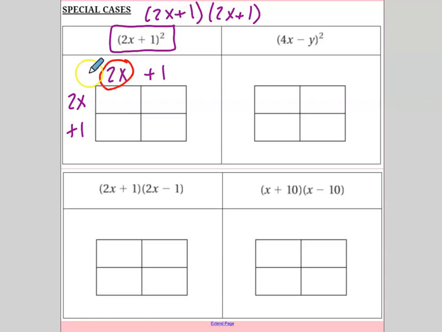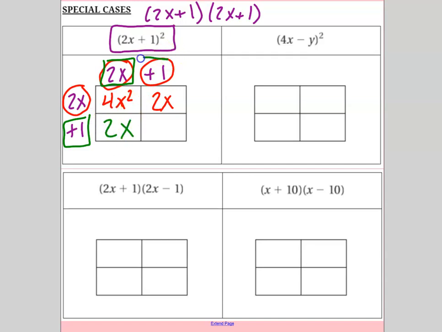So we got to do 2x times 2x, which is 4x squared, because remember x times x is x squared. And then we have 1 times 2x, which is 2x. Now we have to multiply the top by the bottom. So we got to do 2x times 1, which is 2x. And then 1 times 1, which is 1.